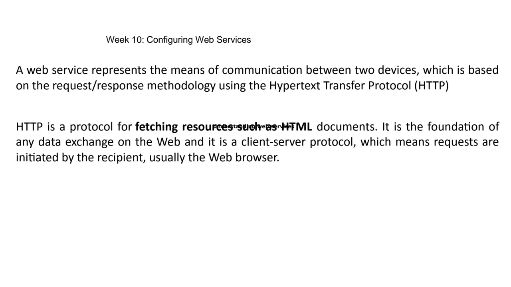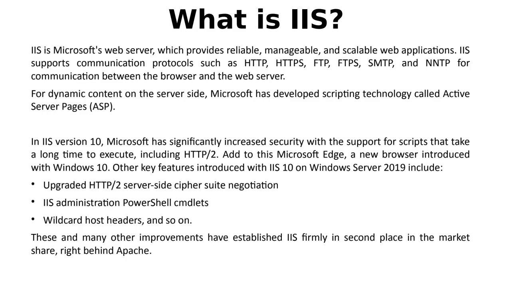So what is HTTP? HTTP is a protocol for fetching resources such as HTML documents. It is the foundation of any data exchange on the web, and it is a client-server protocol, which means requests are initiated by the recipient, usually the web browser. By the way, HTTP is not secure. What is the secure one, more secure? HTTPS. Very good. Okay, so now we know what HTTP is, but what is IIS?